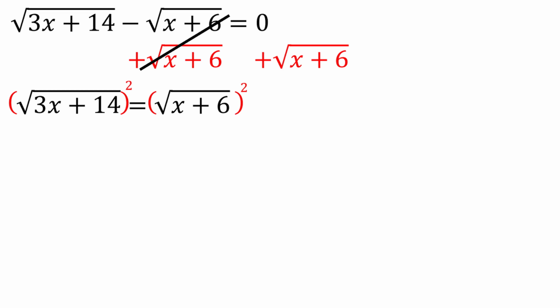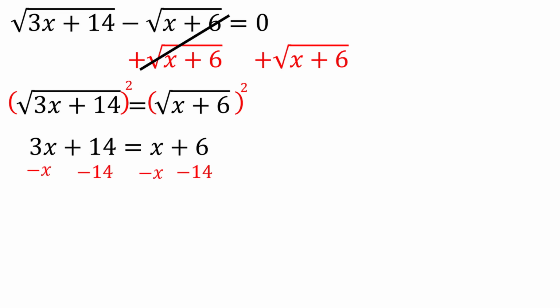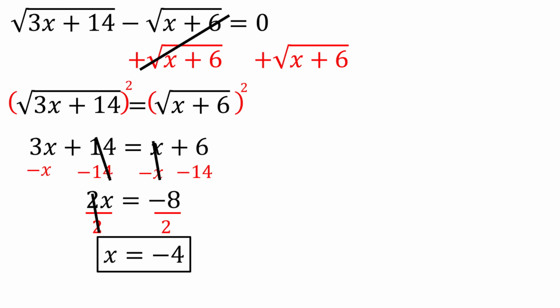Squaring both sides, we get 3x plus 14 is equal to x plus 6. Subtracting x from each side and subtracting 14 from each side, we get 2x is equal to negative 8. Dividing each side by 2, we get x is equal to negative 4.